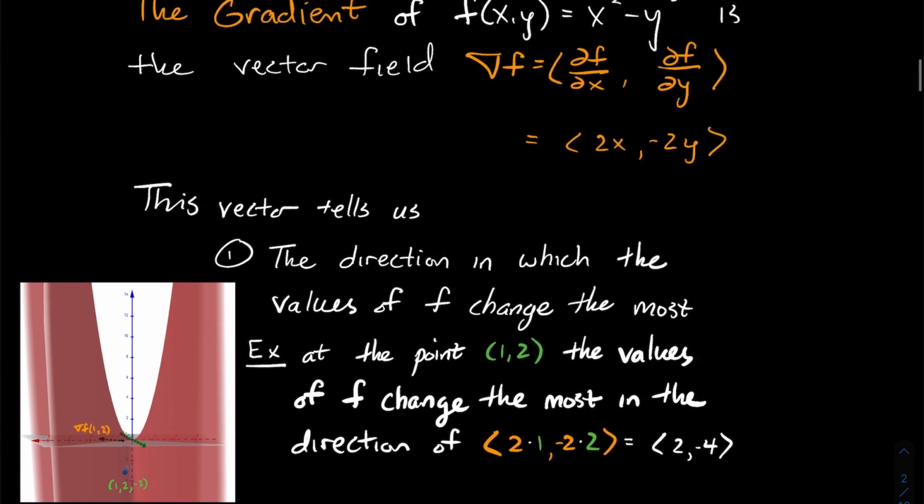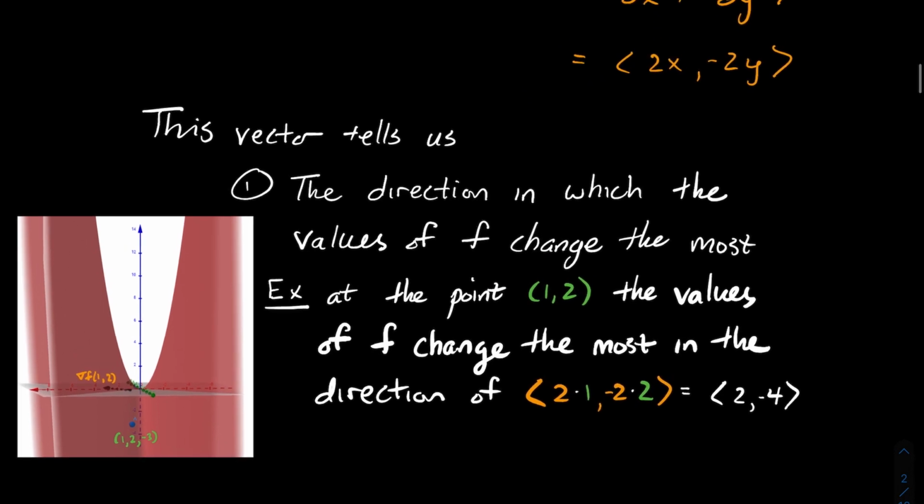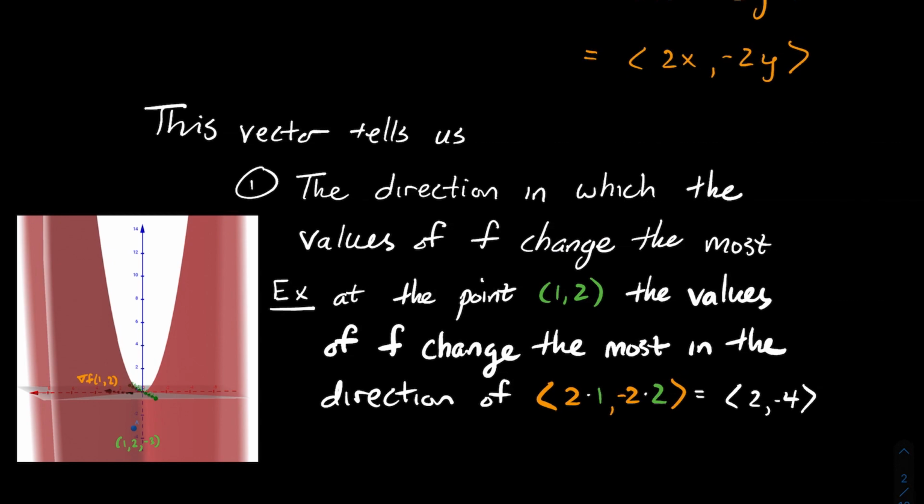To give you an example with the function x squared minus y squared, when you graph that, you get this 3D saddle looking thing. And at the point (1, 2), when I plug those in, I get negative 3 as the z-coordinate. What the gradient tells me is which way you should face so that you have the steepest climb up the saddle or the steepest run down the saddle, depending on which way you're going.